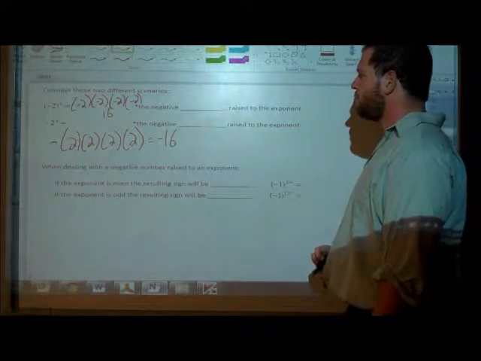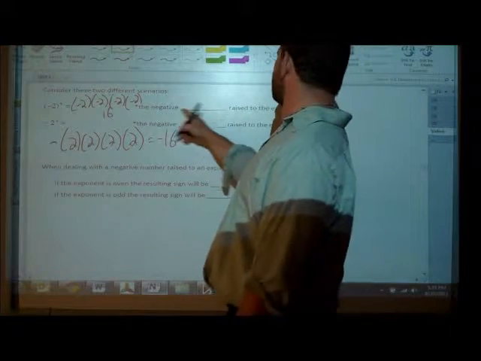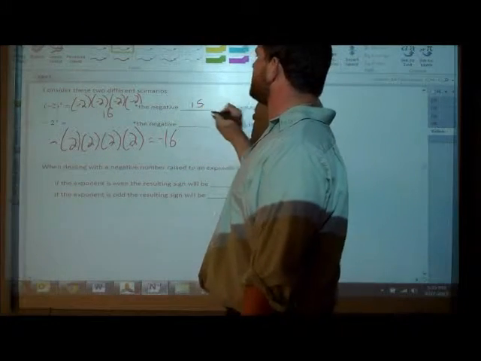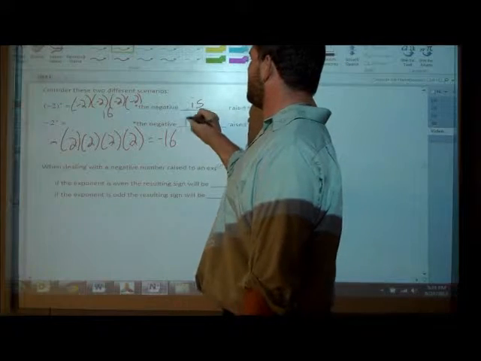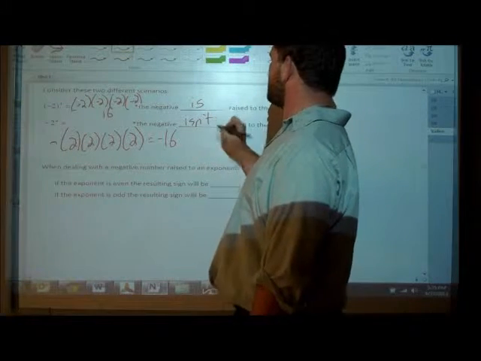Alright? The difference is the first one says the negative is raised to the second power. The second one says the negative isn't raised to the second power.